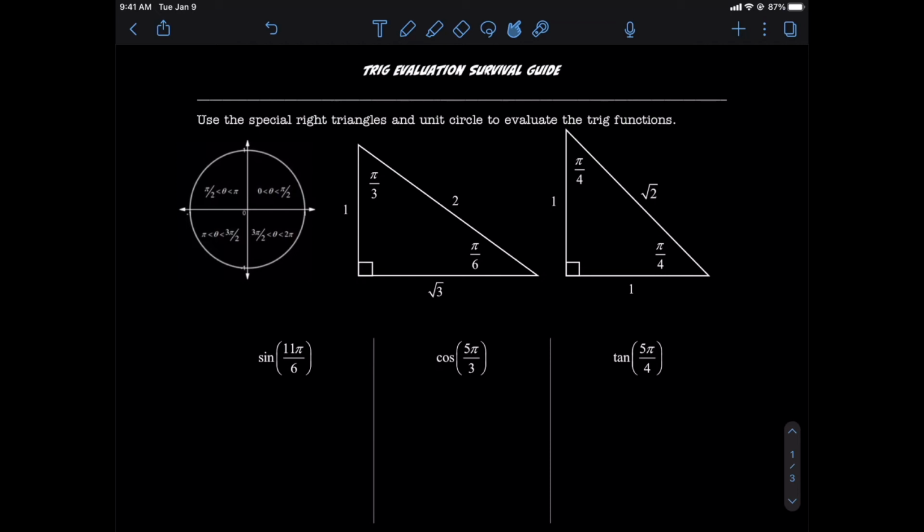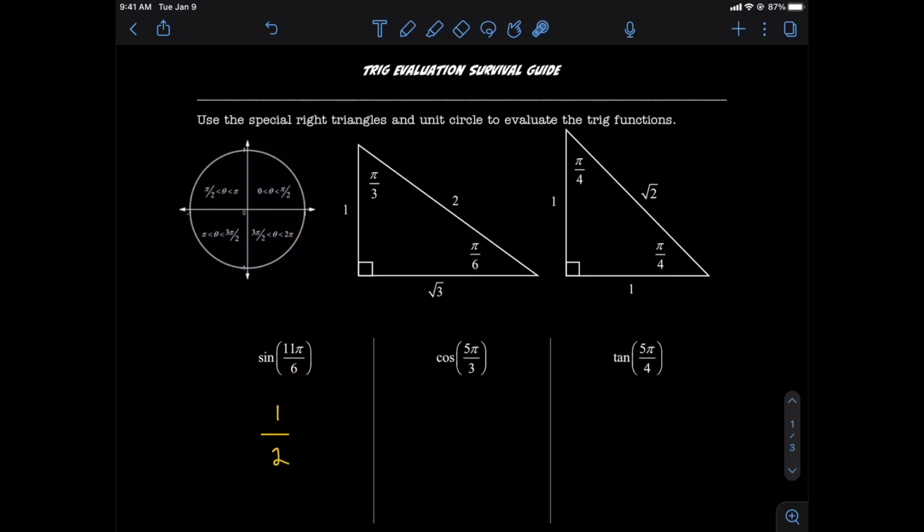The first example asks us to evaluate sine of 11 pi over 6, like our buddy tried to do at the beginning of the video. Start with the denominator. Since our denominator is 6, we're going to look at pi over 6 in our special right triangles. In this problem, we want sine, so we'll take opposite of 1 over hypotenuse of 2 for 1/2. This is not our final answer, rather the absolute value of it.